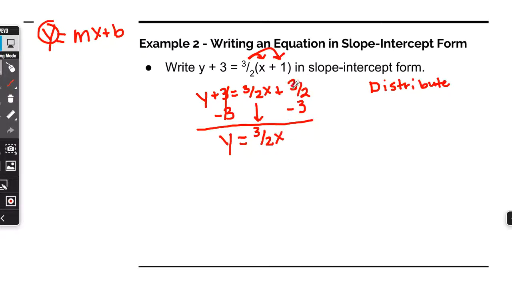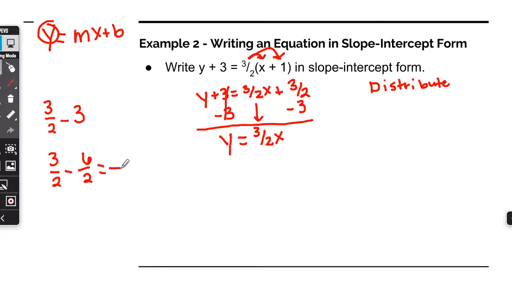Then I need to do 3 halves minus 3. So over here, if I'm going to do 3 halves minus 3, and I don't have a calculator, what I need to do is write 3 as a fraction with a denominator of 2. So if I think about the number 3, I think about what divided by 2 is going to give me 3, and the answer is 6. So I can have 3 halves minus 6 halves.